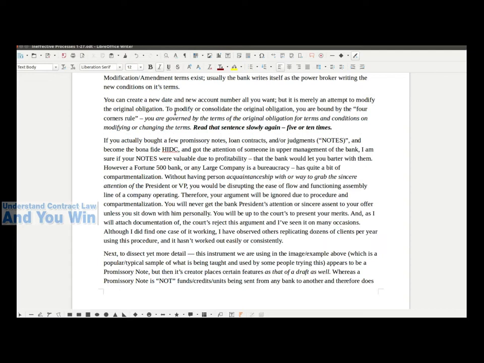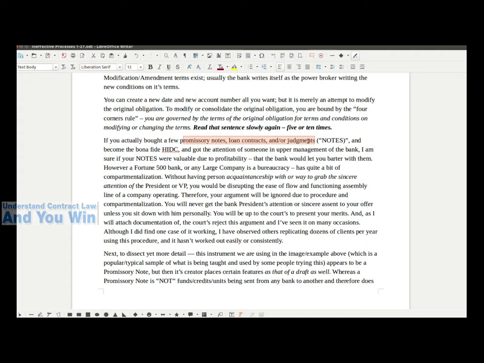Again, Four Corners Rule, we went over that. Okay, so if you actually bought a few promissory notes, loan contracts, and or judgments, for the purposes, we're going to say notes. Any one of these, we're just going to summarize and say notes, documents, commercial paper. Okay, we should probably say commercial paper. So if you buy a bunch of commercial paper, it's money. You're collecting monthly payments, you're collecting debts from people, right? You bought debt. You own debt. And one of the ways to do that is buy government savings bonds. You're buying government debt.